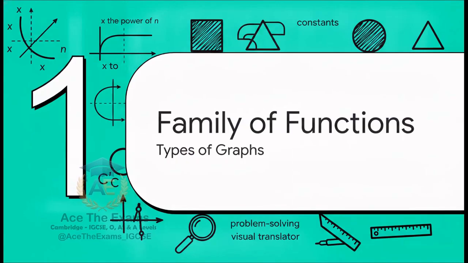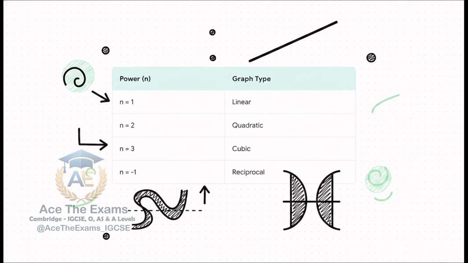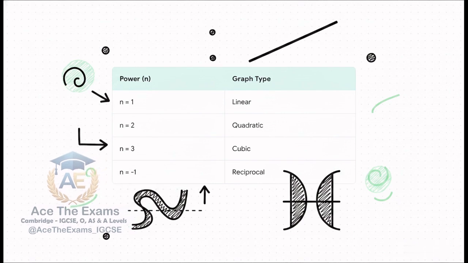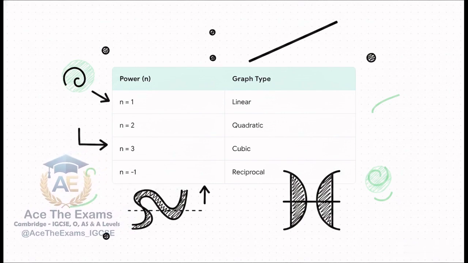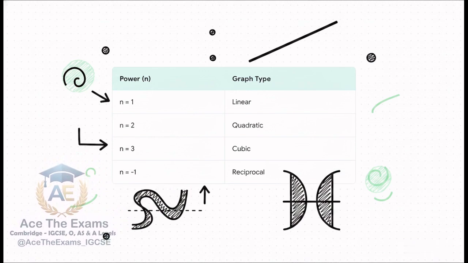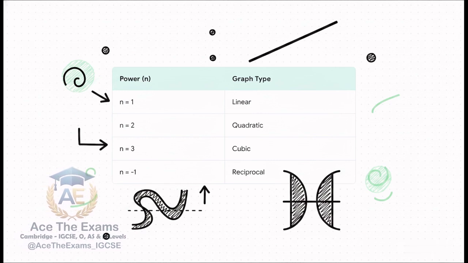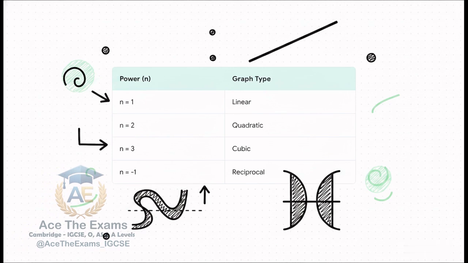Section 1. The family of functions. Let's get to know the key players. To become a master visual translator, we first need to meet our core cast of characters. In the Cambridge 0580 syllabus, so many common graphs are governed by one incredibly simple rule: x to the power of n. Listen closely, because simply changing the value of n completely transforms the physical landscape of your graph.